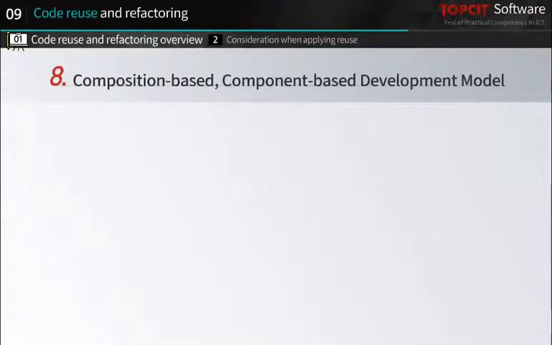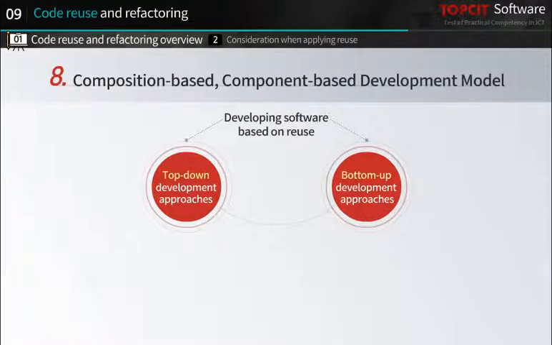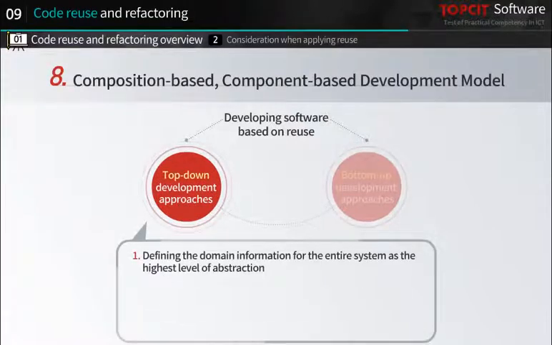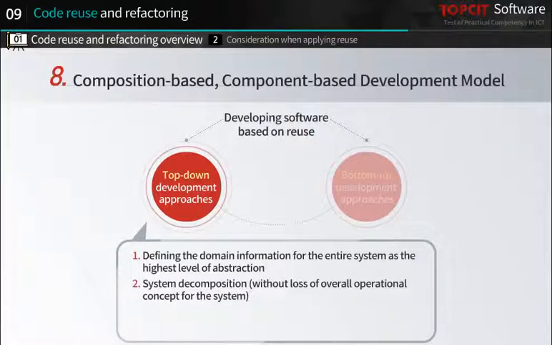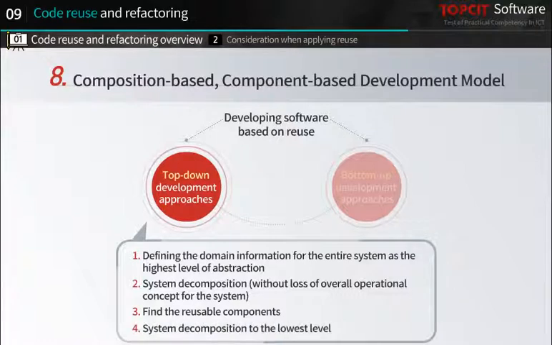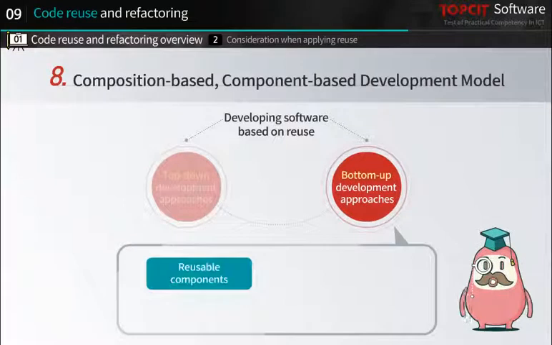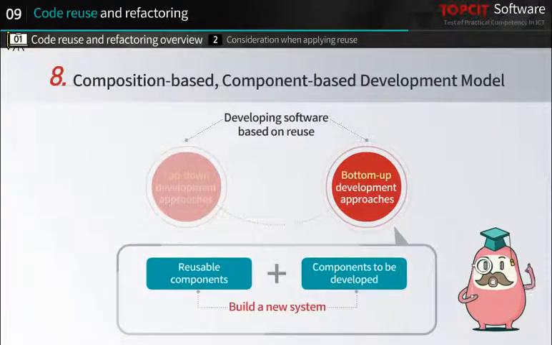Finally, it is the composition-based, component-based development model. If you are developing software based on reuse, you will use top-down and bottom-up development approaches together. The system is decomposed by defining the domain information for the entire system as the highest level of abstraction. The decomposition of these systems should allow for natural system decomposition without loss of the overall operational concept for the system. In this decomposition process, we find the reusable components, and the decomposition of the system is done to the lowest level. Then we build a new system by combining reusable components with components to be developed. Developing systems in this way can be a very common and useful way.